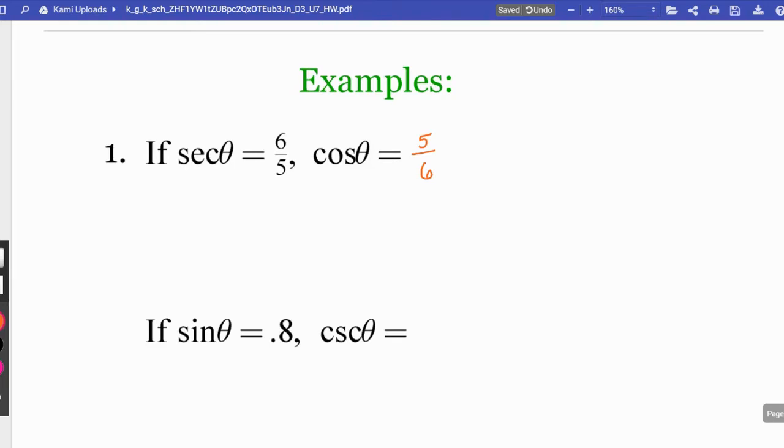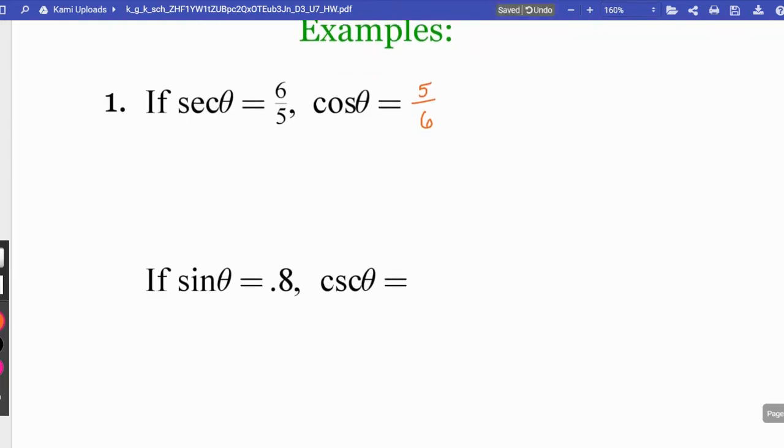The next one says sine of theta is 0.8. So cosecant of theta is going to be the reciprocal of that. We may need to turn 0.8 into a fraction, which is not super difficult. 0.8 is 8 tenths, and that could be reduced to 4/5. And that means then, because sine and cosecant are paired, they're straight up reciprocals, so 5/4. All right, it's cruising.